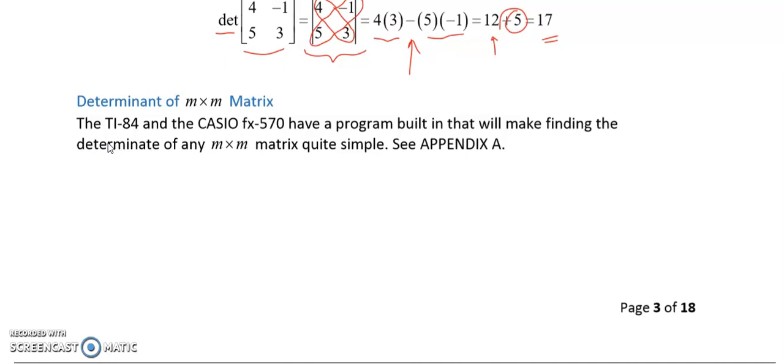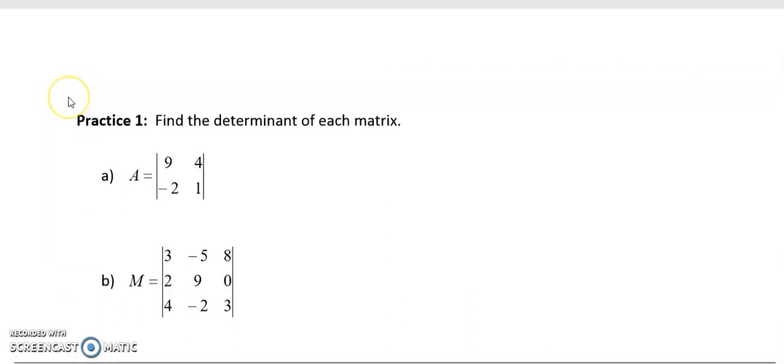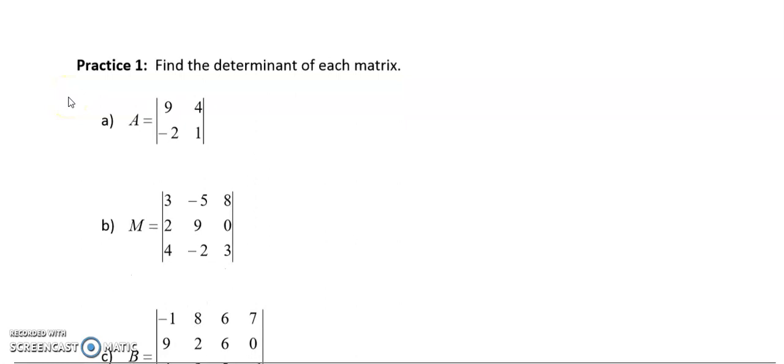And by the way, in the back of your notes, please note Appendix A, which shows you how you can use your calculator to evaluate determinants and to also multiply matrices together. So please have a look at that when you get an opportunity. These practice questions here, we'll leave these for you to try.